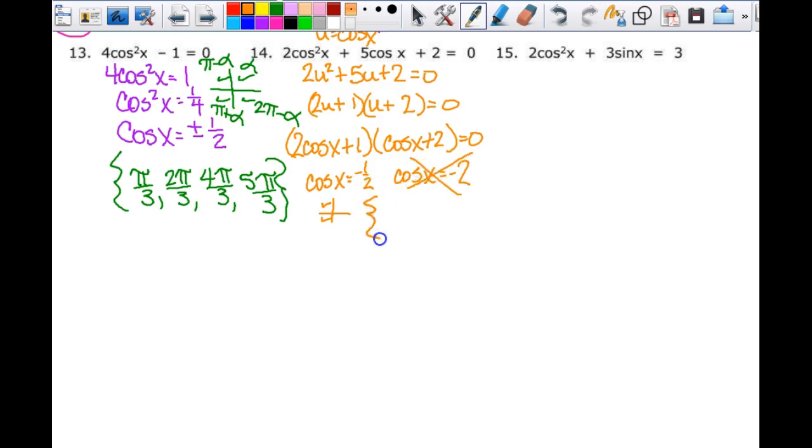So to get my solutions, my reference angle, once again, just like it was here, is pi thirds. So alpha is pi thirds, but that's my quadrant 1 angle, which I don't even want. I need my quadrant 2 angle, which is 2 pi thirds, and my quadrant 3 angle, which is 4 pi thirds.